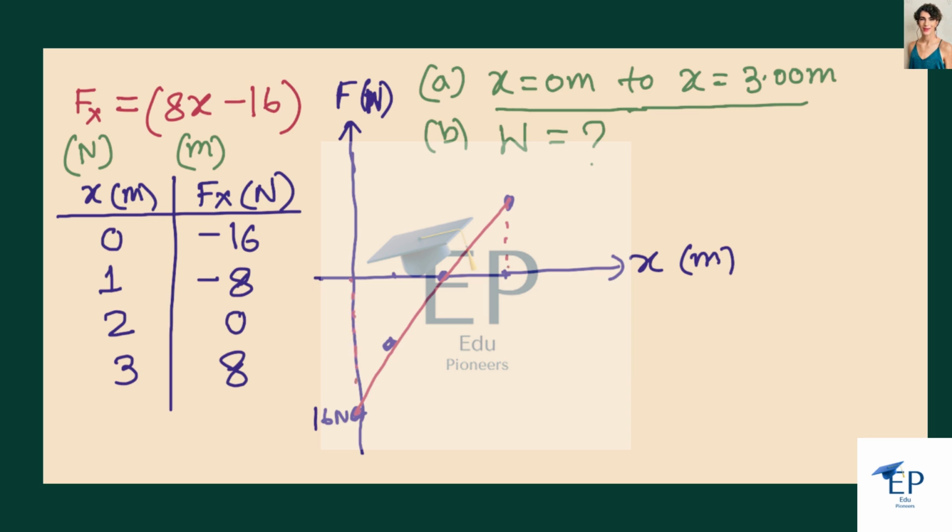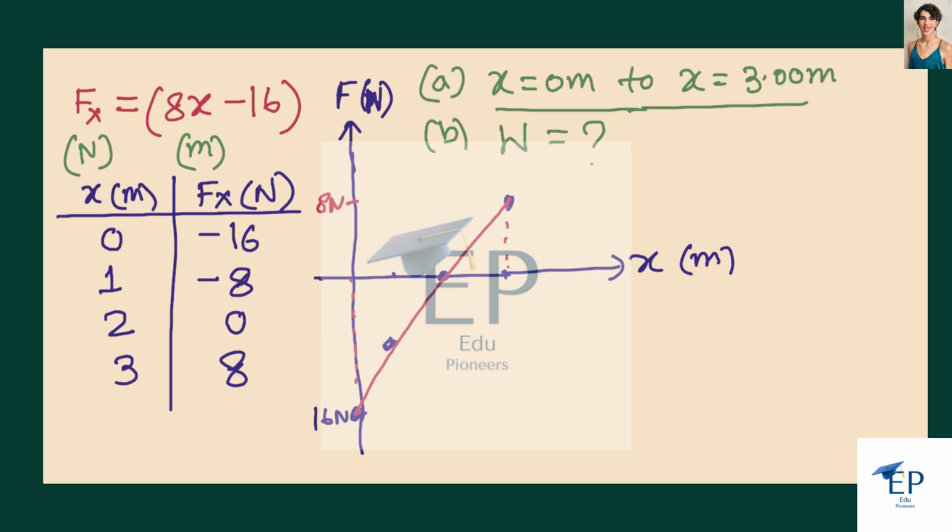So this is 8 Newton. All right, so this is the first part of the question: the force versus displacement graph between x equal to 0 meter and x equal to 3 meter looks like this. The next question is, what is the net work done? The net work done is the area under the curve.